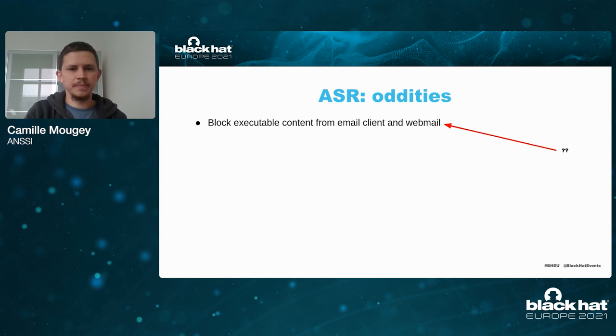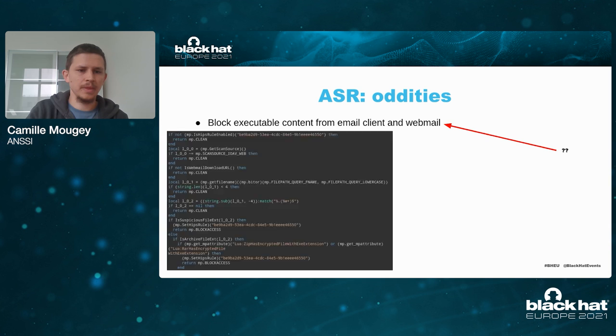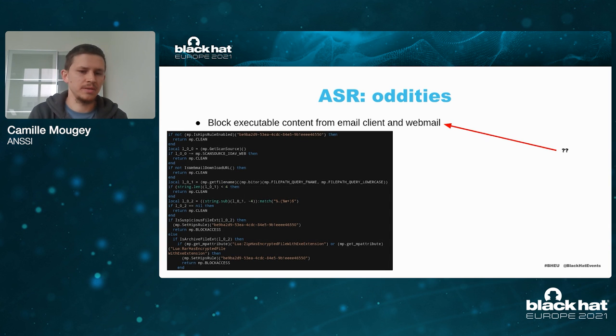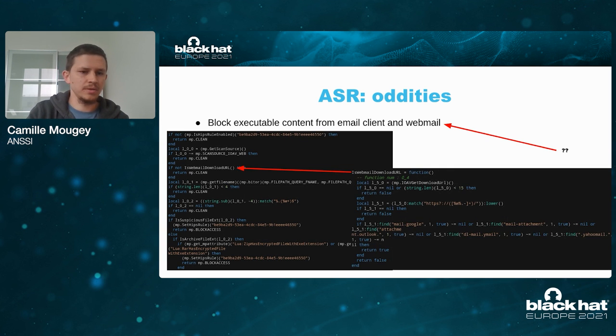You can also look at the block executable content from email clients and webmail rule, and ask yourself what is a webmail for Microsoft Defender. If you look at how it's made, there is a method named isWebmail.download.url, and if you look at it, it's checking if you are coming from mail.google or Outlook or Yahoo Mail. And if so, then you're webmail, and then it will consider blocking the executable.